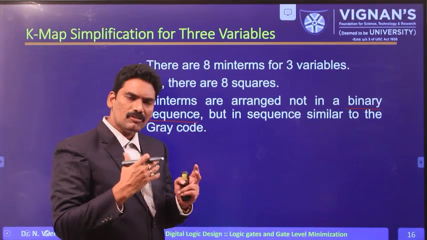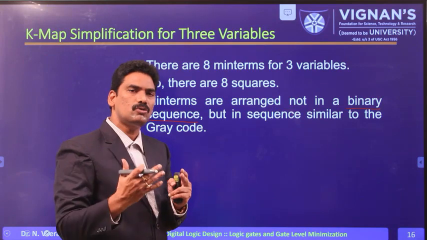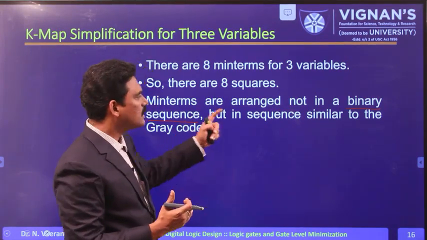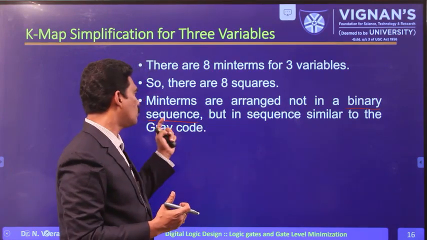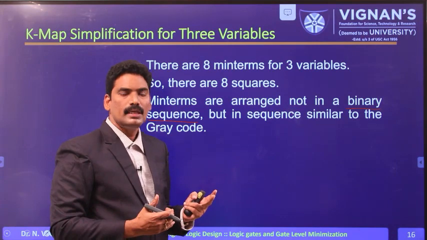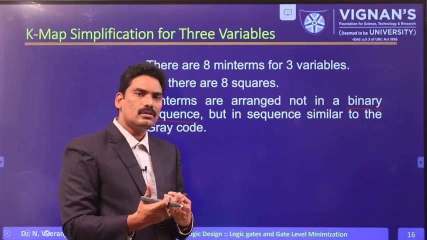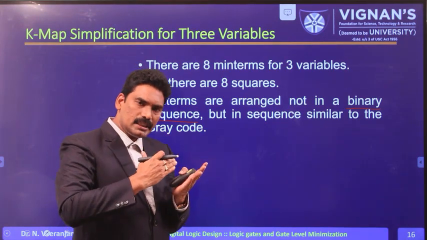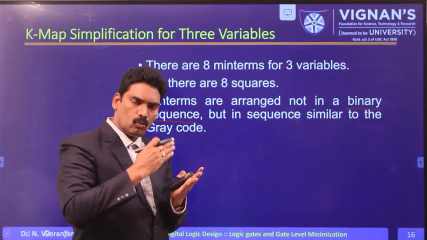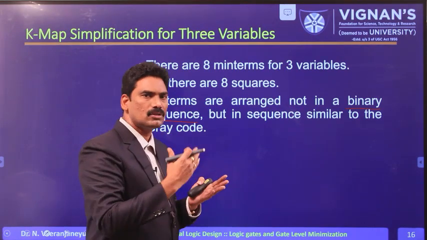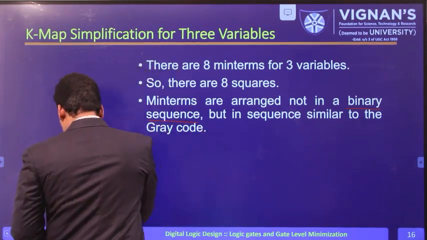Why? See, for adjacent squares, we are going to perform a grouping of adjacent squares. For this, we need a sequence similar to the gray code. So, we have to know about this gray code. See, what is gray code? Gray code is an arrangement, okay? The sequence should be like this: only one bit change between the previous one and the present one.